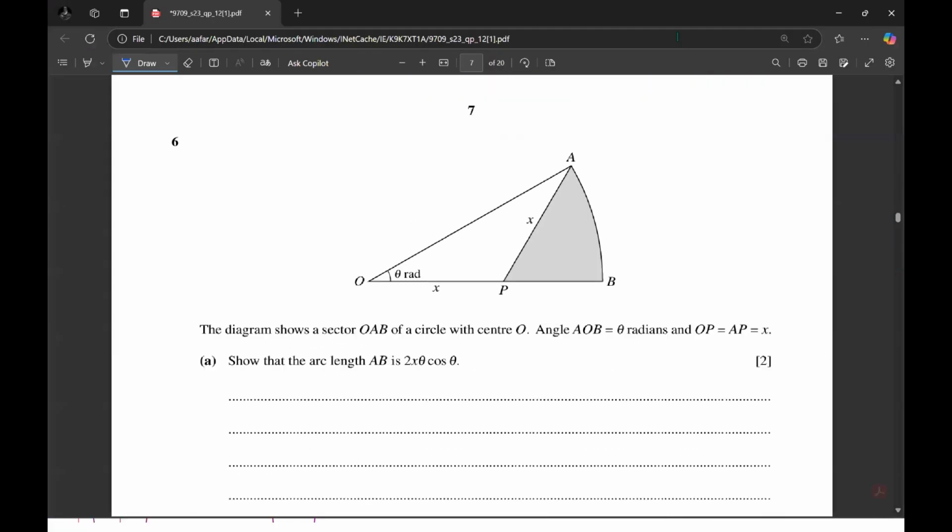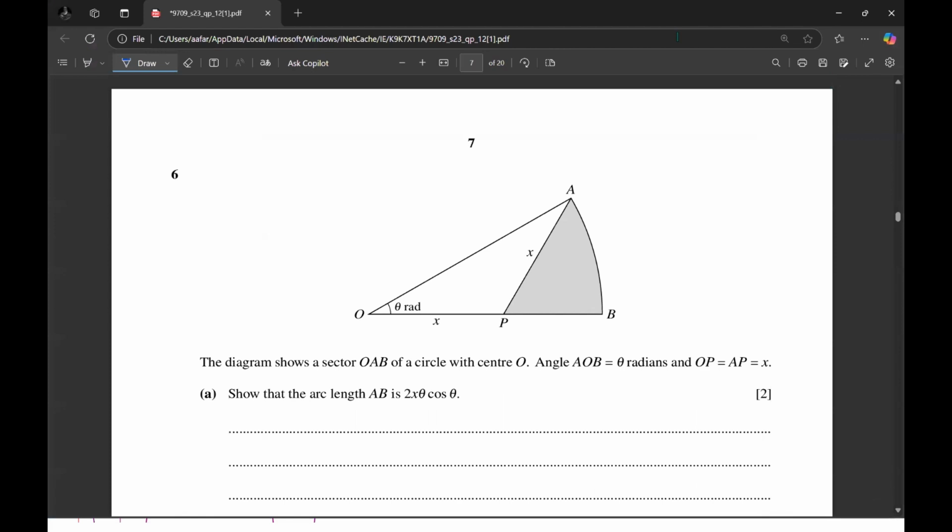Okay, so this one was a tricky question. I remember being stuck in this as well. The diagram shows a sector OAB of a circle with center O. Angle AOB is equal to theta, and OP is equal to AP is equal to x. Now it's asked us to show that the arc length AB is 2x theta cos theta. They basically ask us to show this arc length.